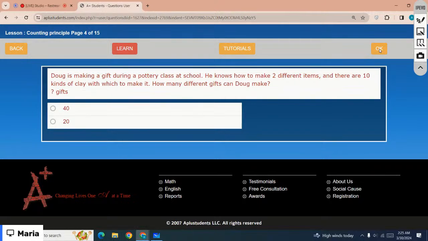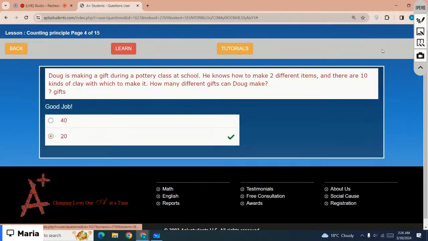Doug is making a gift during a pottery class at school. He knows how to make two different items, and there are 10 kinds of clay with which to make it. How many different gifts can Doug make? So, which is the correct option? You can do 2 times 10, right? So that means you can do 20. The correct option is you can make 20 different gifts. The correct option is 20.